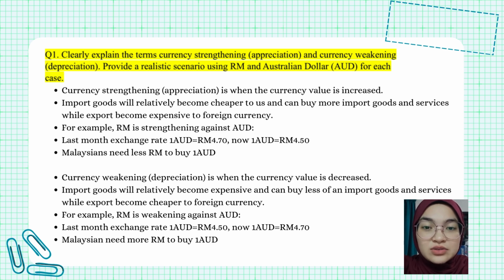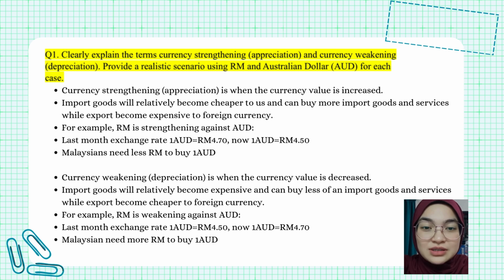So the last month exchange rate was 1 AUD equals to RM 4.70, and now the exchange rate is 1 AUD equals to RM 4.50. So in this case, Malaysians need fewer RM to buy 1 AUD.